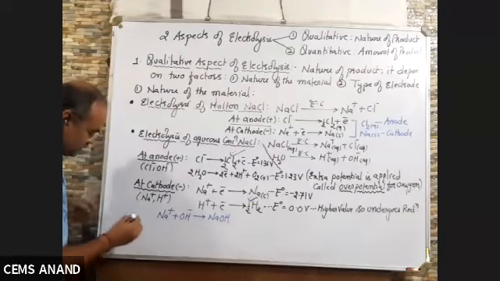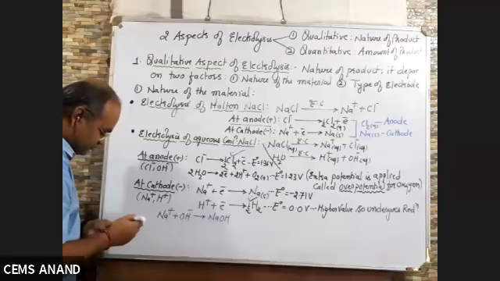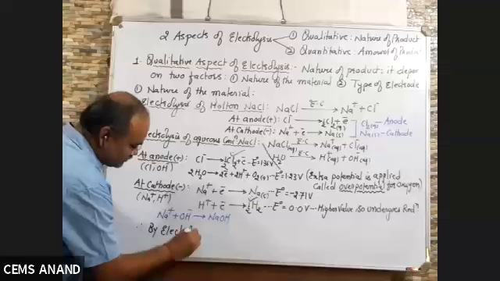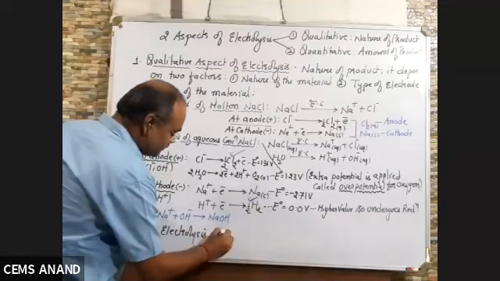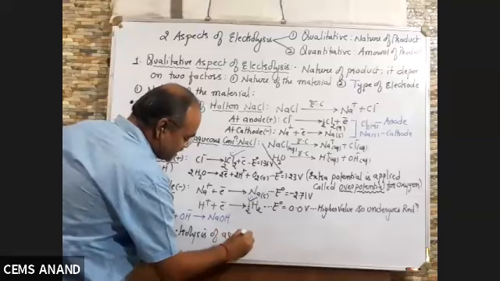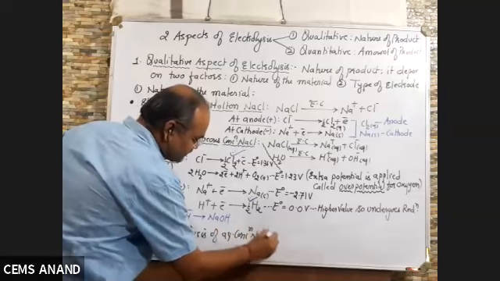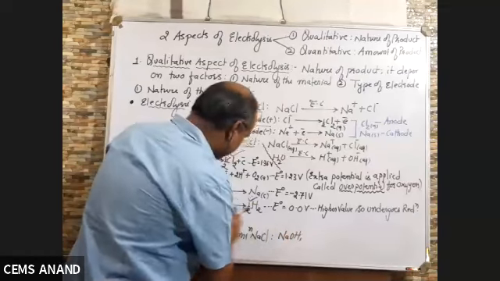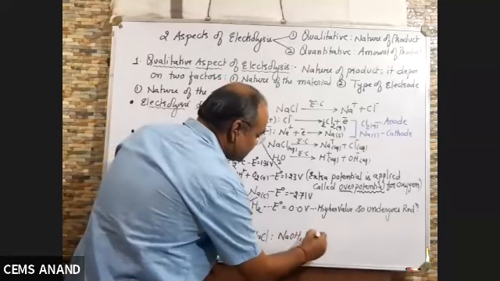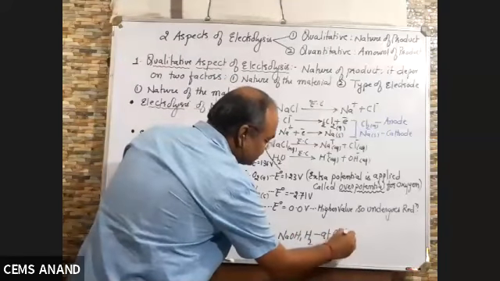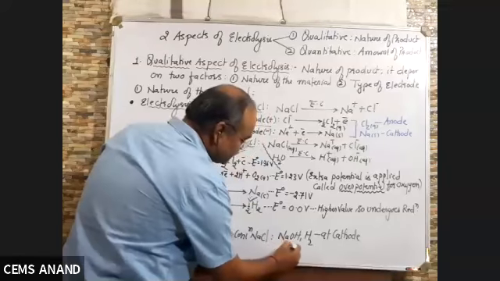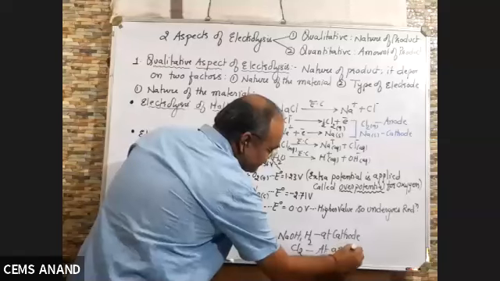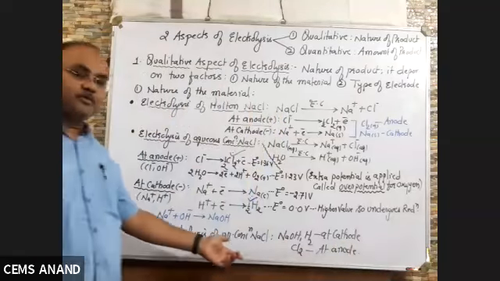Therefore, three products are obtained by electrolysis of aqueous concentrated NaCl. We get three products: NaOH, then H2 at cathode and Cl2 at anode. So this you have to remember.